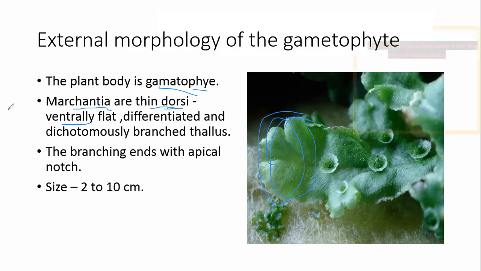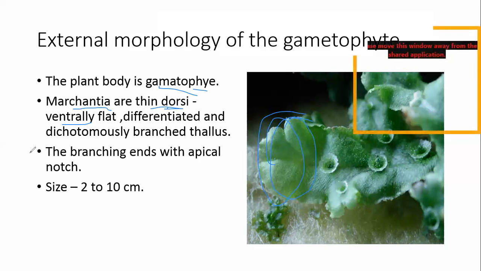Okay, the first point is the Marchantias are dorsiventrally flat, meaning the flat body can be differentiated into upper and lower region. They are branched. You can see the picture here. Okay, they get branched. How do they get branched?